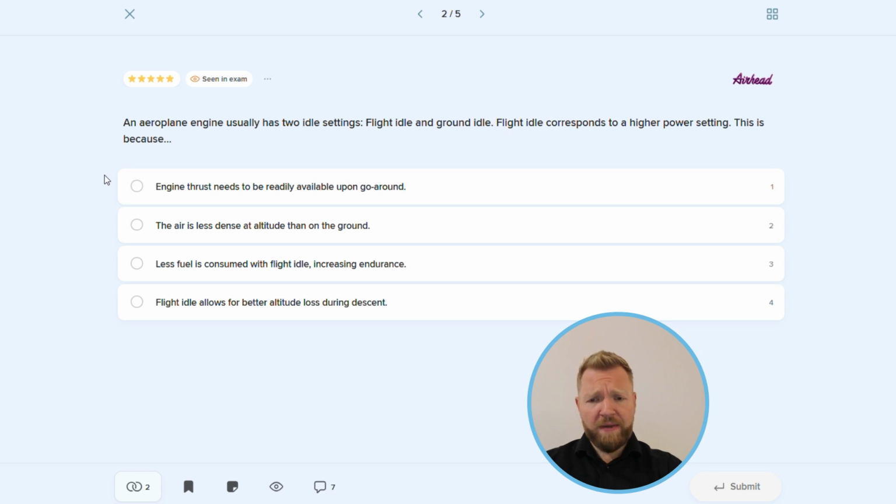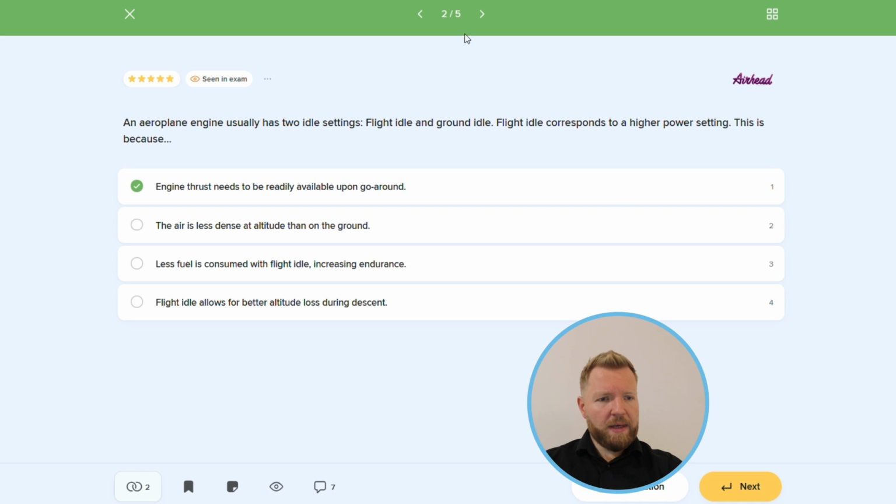So from given answers, the correct will be answer number 1. Engine thrust needs to be readily available upon go round. And this is the correct answer.